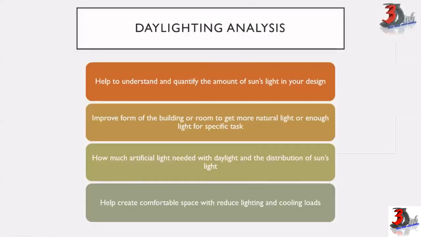Okay, and then we're going to take a look at the lighting analysis. So you are typically trying to answer some fundamental questions, which include: can you improve the form of your building or room to actually get more natural light, or can you get enough light for specific tasks? For example, if you wanted your kitchen to be a little bit brighter, and then how much can you offset artificial light with daylight? Is light well distributed and not causing glare?